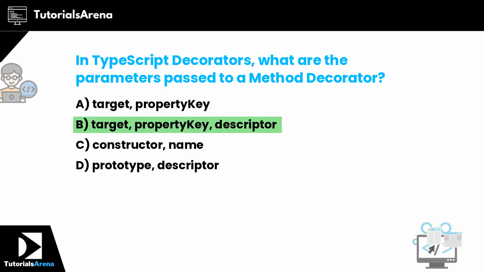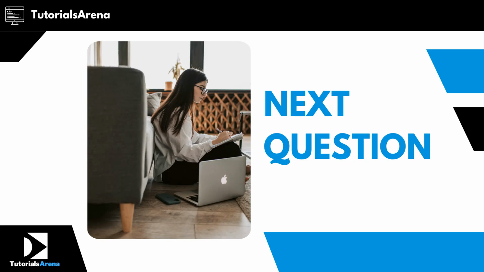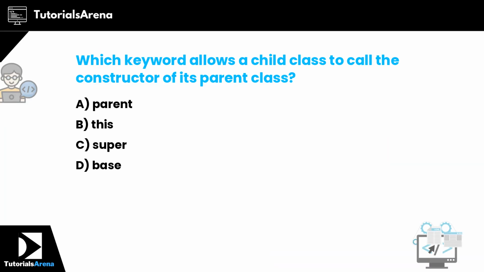The correct answer is option B, target, property key, descriptor. Which keyword allows a child class to call the constructor of its parent class? The correct answer is option C, super.